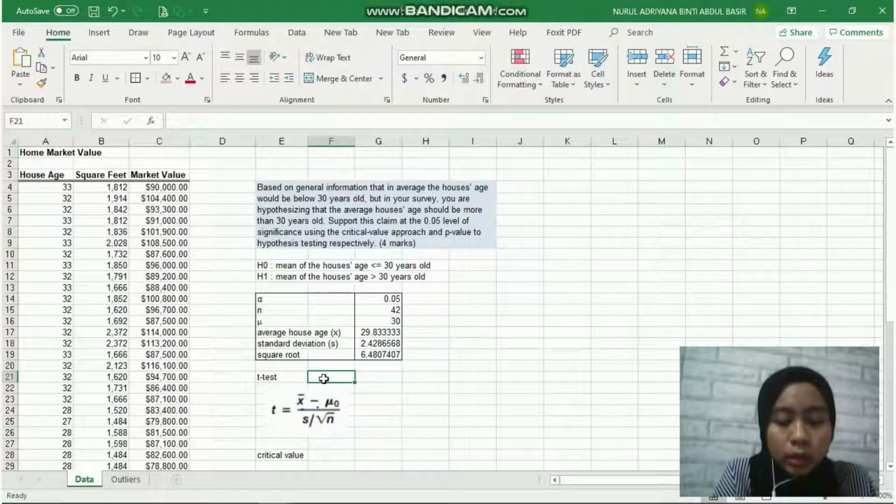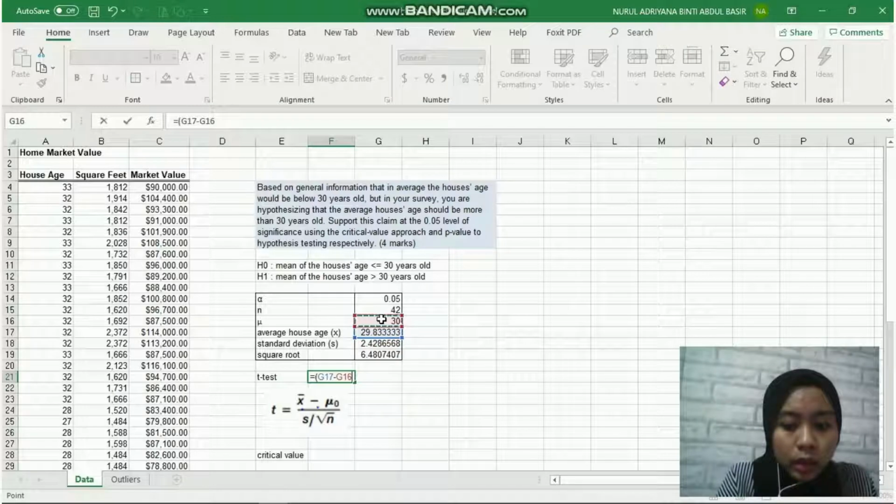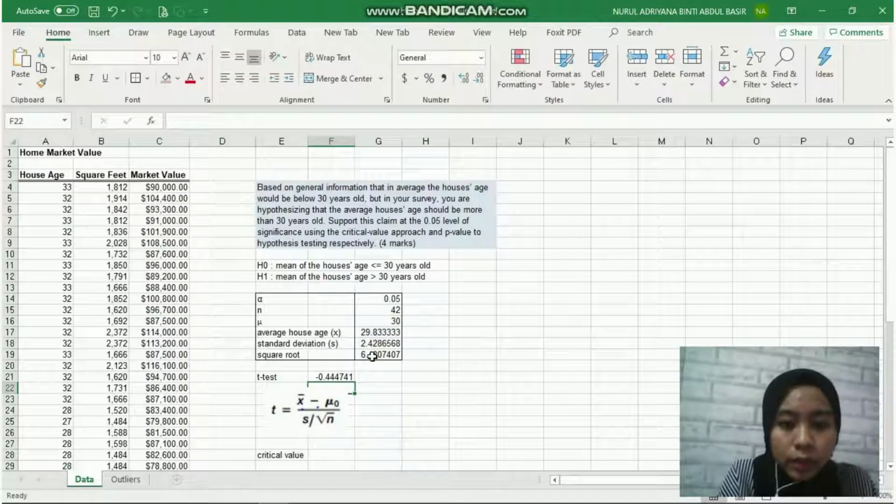So we need to open bracket X bar minus mu, and close bracket, over the standard deviation over square root of n, close bracket, enter. For the t-test, we get negative 0.44.